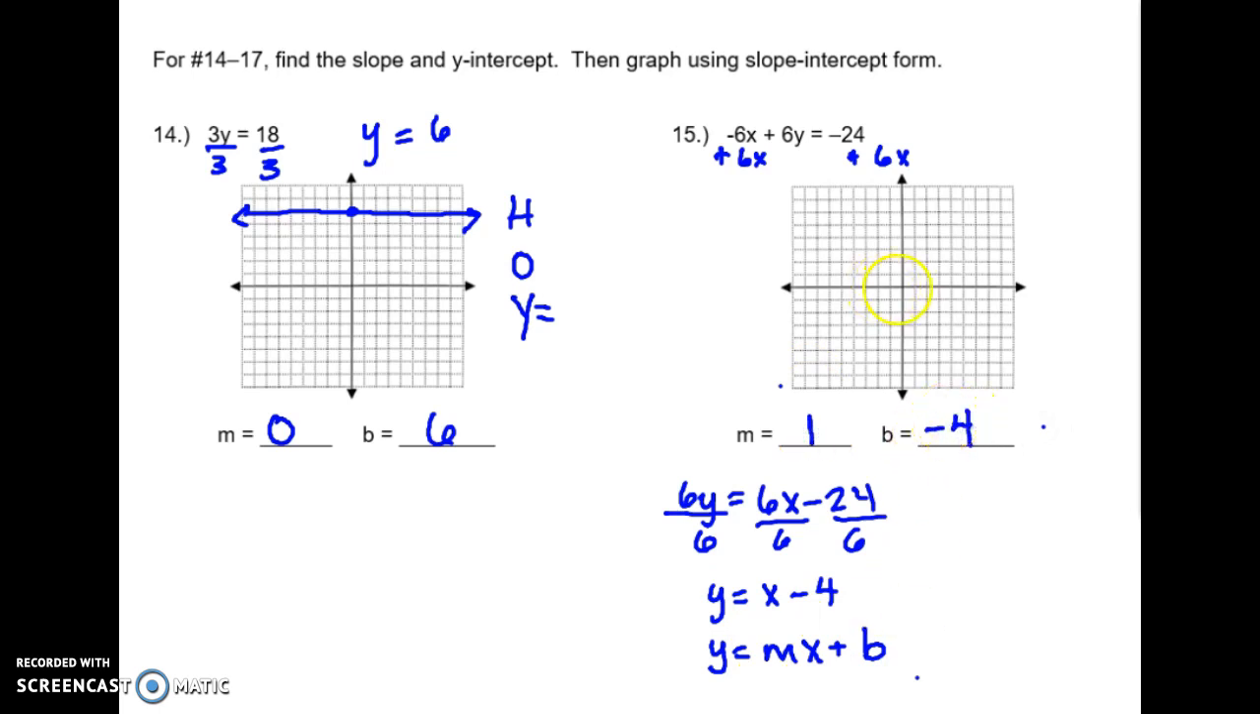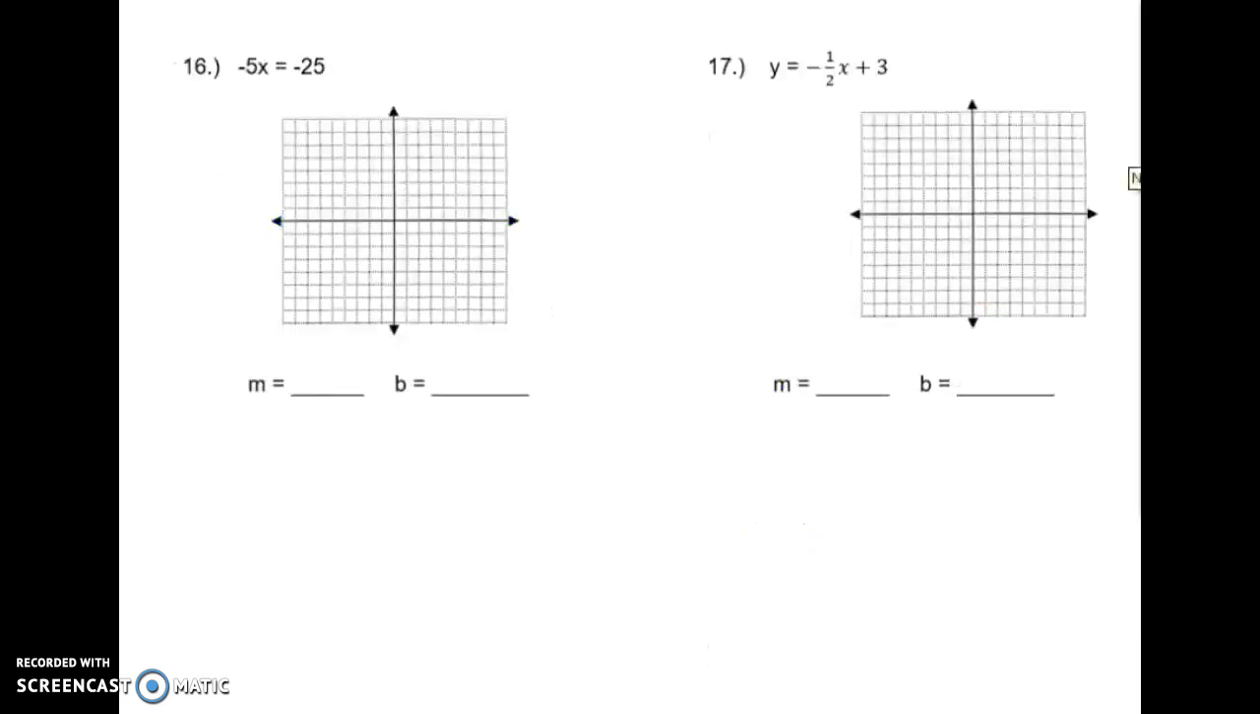So to graph it, I'm going to start at my y-intercept of negative 4. 1, 2, 3, 4. Make sure I'm negative. My slope is 1, so I'm going to rise 1, run 1, rise 1, run 1. It's going to look like this when I graph it. Okay, moving on to number 16.